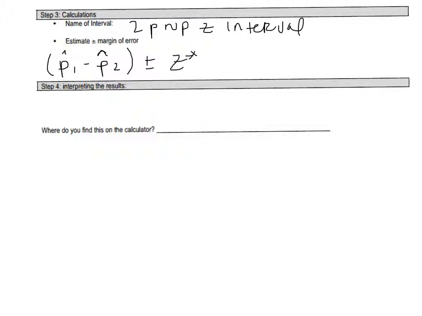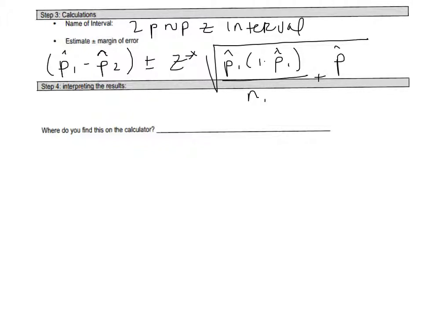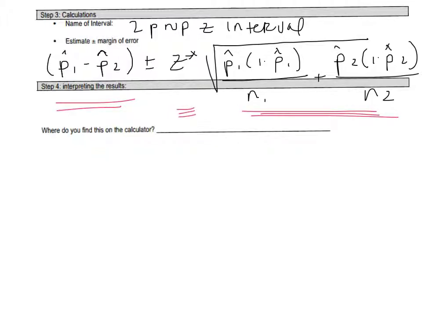So the name of our interval is a 2 proportion z interval. And our interval is estimate plus or minus margin of error. So our estimate is p hat 1 minus p hat 2 plus or minus the z star times the square root of p hat 1 times 1 minus p hat 1 all over n1 plus p hat 2 times 1 minus p hat 2 all over n2. So estimate plus or minus critical value times standard deviation.